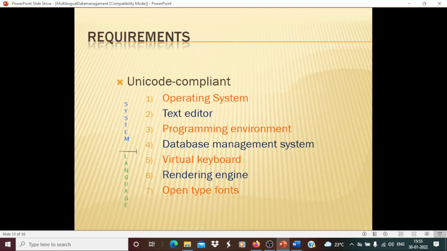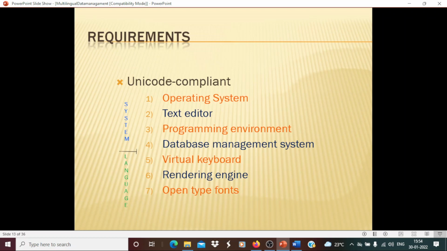And the third requirement is font related to that particular language. In most cases we are using OpenType fonts, or OTF. Previously we were using TrueType fonts, TTF. Now we are using OTF, OpenType fonts. For every language, you can have many OpenType fonts.